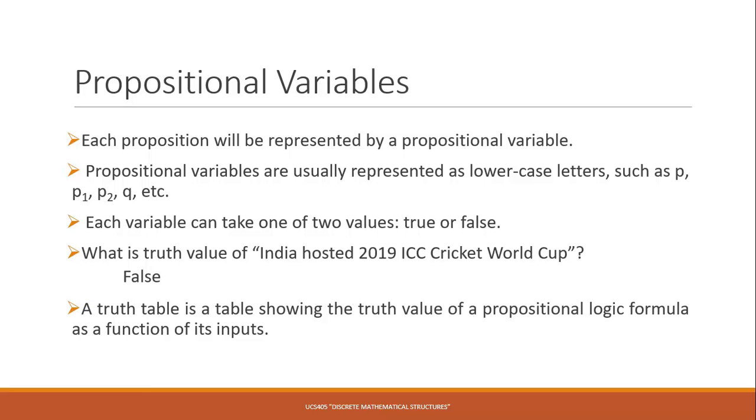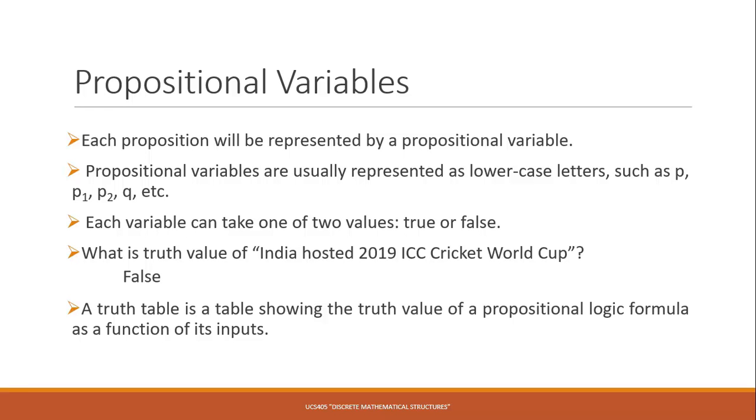Next, for representing propositions, we use propositional variables. Generally, we use lowercase letters like p, p1, q1, p2, but we can have any variable name as the propositional variable. Each variable can have two values, as we discussed in the last slide, that is true or false. For example, what is the truth value of "India hosted the 2019 ICC Cricket World Cup"? It's false, because we know that it was England.